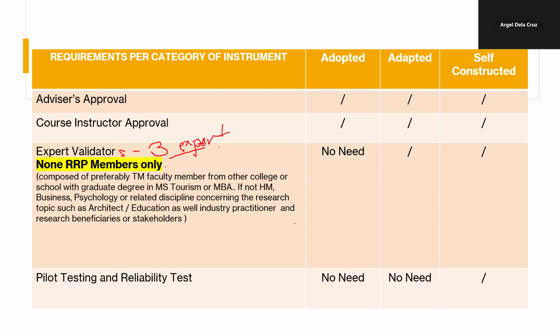Bakit three? Hindi pwedeng isa. Hindi po pwedeng isa basically kasi magiging subjective siya. Kailangan tatlo para ma-break, let's say yung dalawa hindi nagkasundo. So ano susundin natin? So you need another expert to validate it. Okay? So we have to have 3 experts.